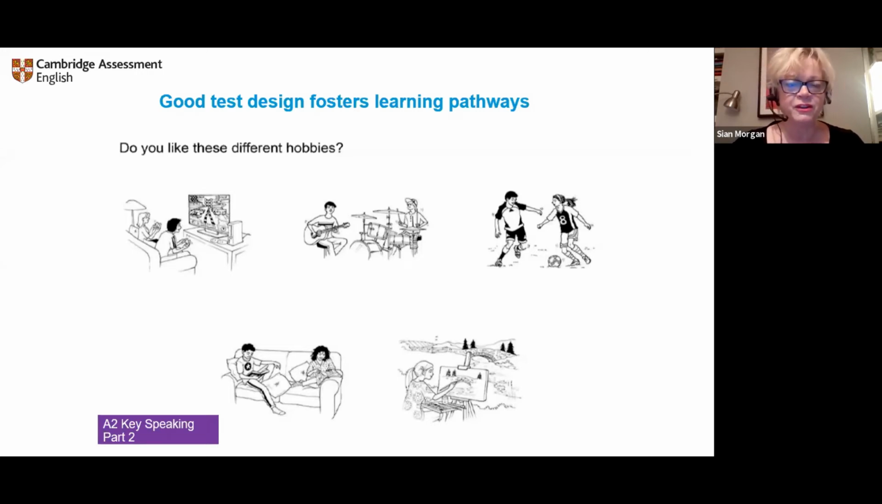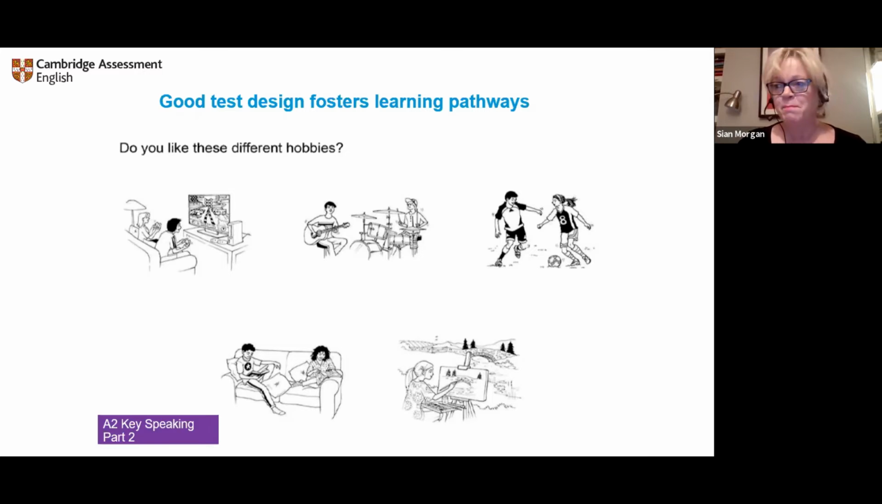So, do you like these different hobbies? And there are visual depictions of the hobbies. Note that here they've got pictures, because if they had words, like in the C1 exam, that would increase the difficulty. They'd have to be reading as well as speaking. This is very low level, so we've got a picture prompt to lessen the cognitive load. So this is a good example of how task design can foster learning pathways.